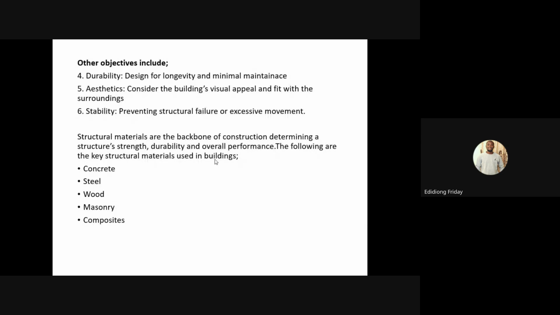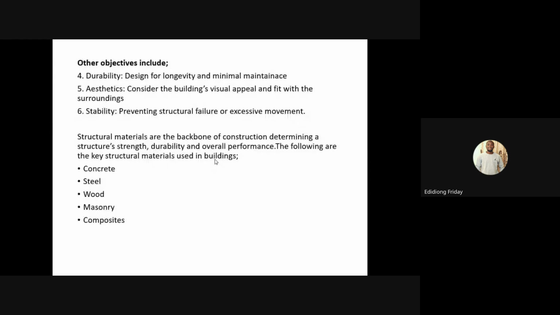So these are the objectives. As well, stability. You have to take stability into consideration, preventing structural failure and excessive movement. Someone will ask, why do I need a structural design? You need a structural design to make sure that your building is safe. We just listed the objectives: make sure that it is safe, functional, economical, durable, aesthetic, and stable. These are the objectives of a structural design.